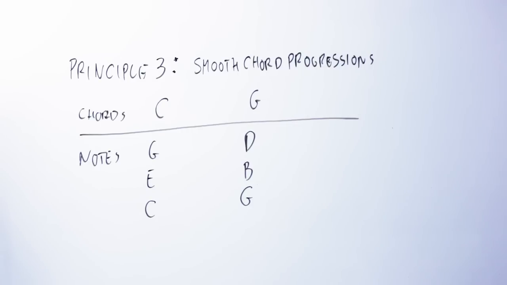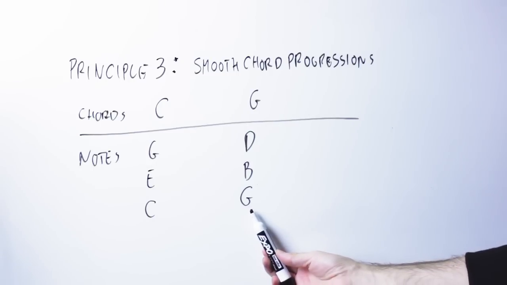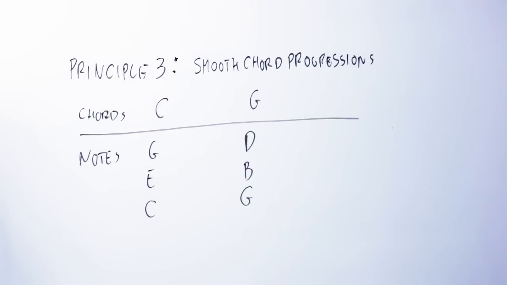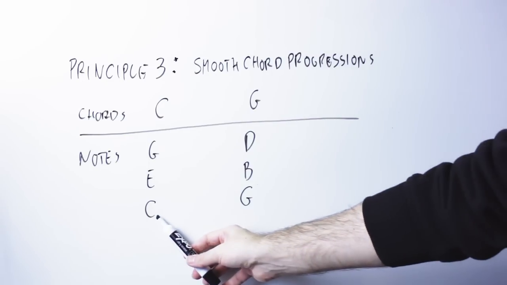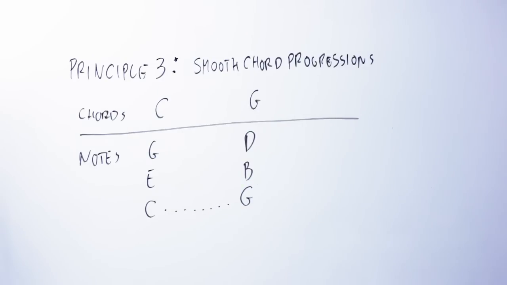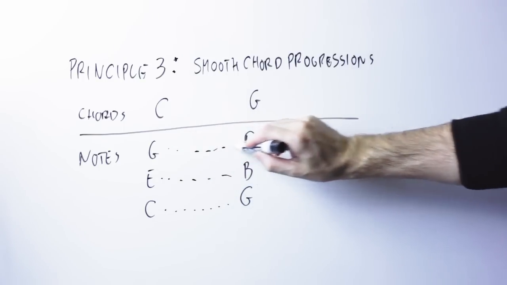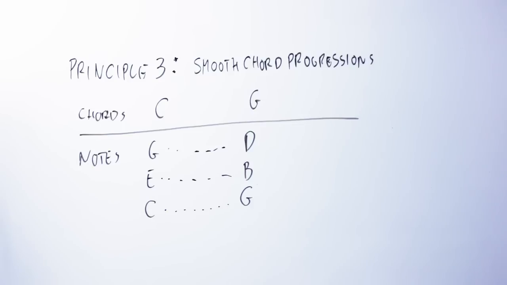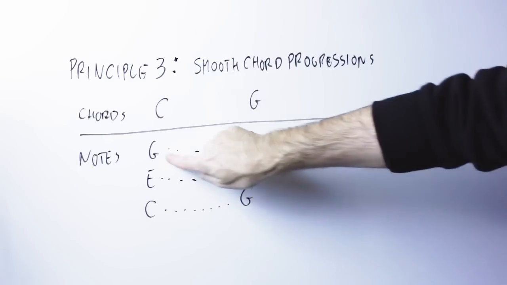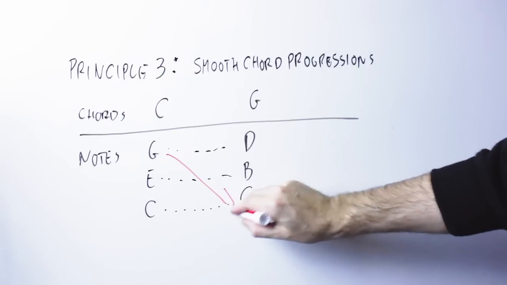But if I just play them this way, well, doesn't sound bad, but it's not the smoothest possible option. You see, if I play it this way, you see that the C note here moves into a G note here. The E note moves to a B note. The G note moves to a D note. And especially this G note here, the movement of this G note, it's kind of a waste, because we have a G note here and we have a G note here too.